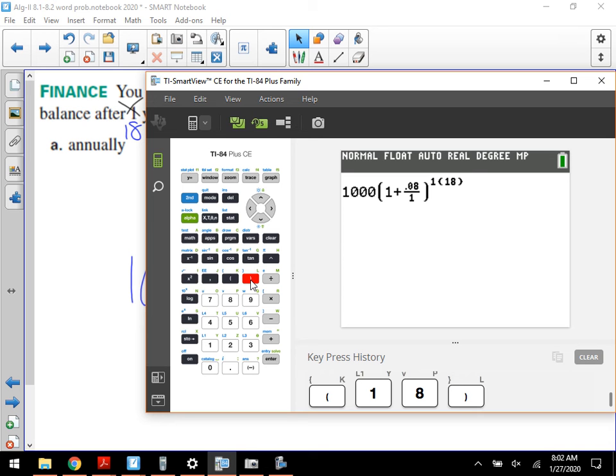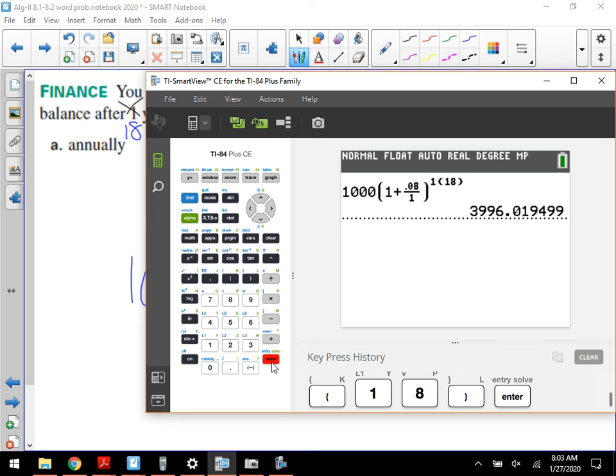And the reason why I'm typing it in like this is because after I hit enter the first time, I can just go back and overwrite, you know what I mean by that? In the calculator, where the ones are, and change it to monthly or whatever. So if I hit enter, it gives me how much money we would have after 18 years: $3,996, and how many cents? 1. I think they'd probably go to 2. Because the government doesn't like this.